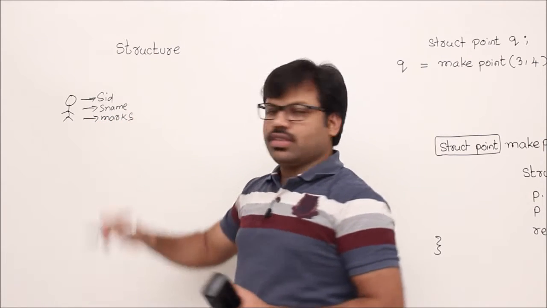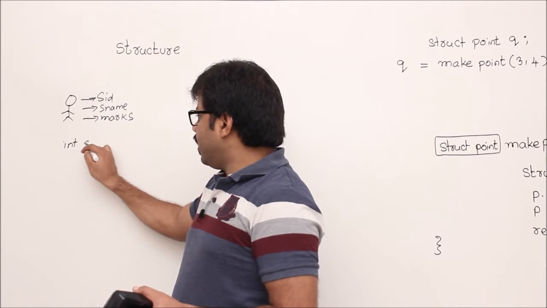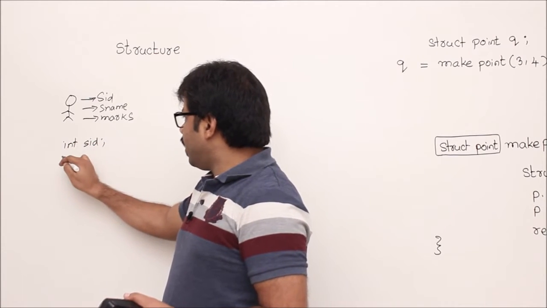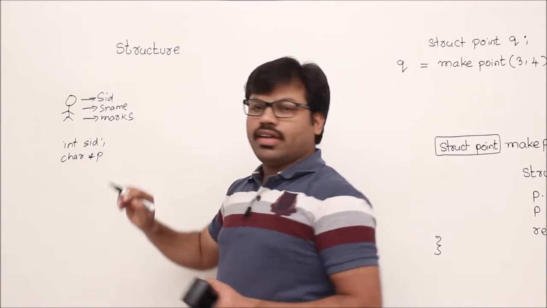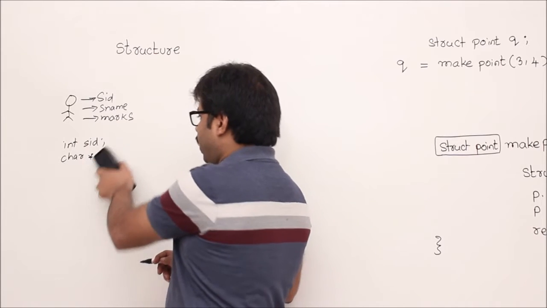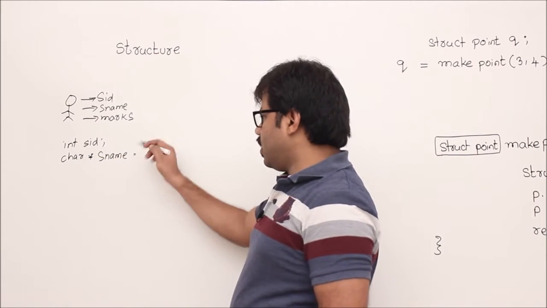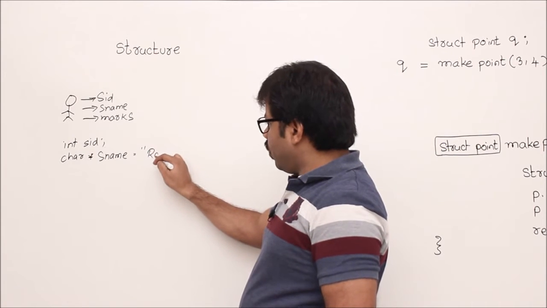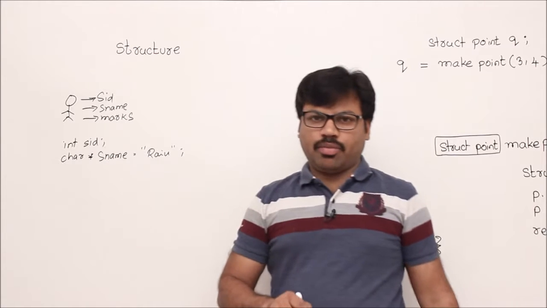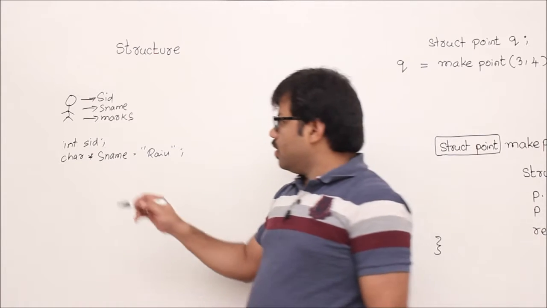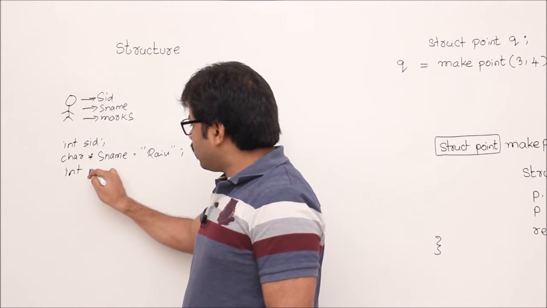Then I have two ways. One is a basic way. Create one integer SID and create one character pointer P to hold the string, S name. So a suitable name for the character pointer is S name. You can initialize it with something like Raju if you want, so that you can easily understand the purpose of this character pointer is to hold the string. Third one, marks, so let's say int marks.